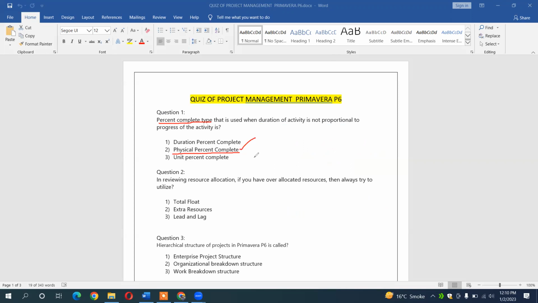If you are watching the progress, remember the progress is always noted at the site. The other topic is reviewing resource allocation. If you have over-allocated the resources, the over-allocation of a resource is always found in the resource usage profile. Remember that once you over-allocate the resources, there are three methods you can apply.